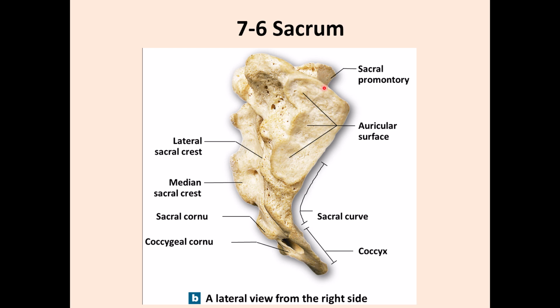This area that you see is called the auricular surface. And that is an area that is connecting with one of the hip bones. That's called ilium, and ilium is written with an I. I will come back to that in chapter 8. I will show you again the articulation. You can see this bony prominence a lot easier from the side view. So this is the median sacral crest, and this is the lateral sacral crest.